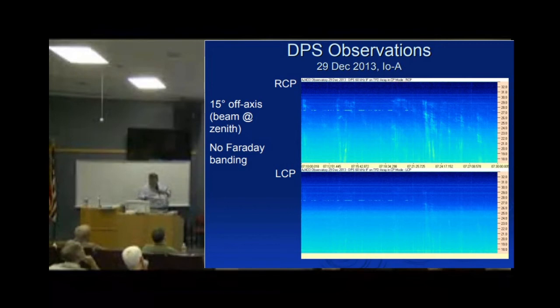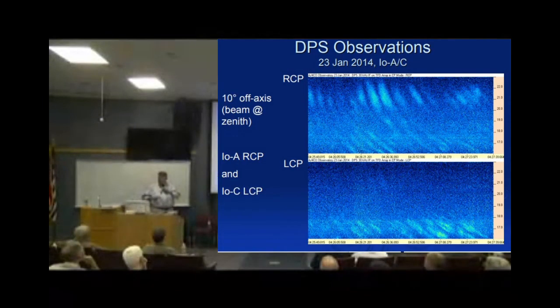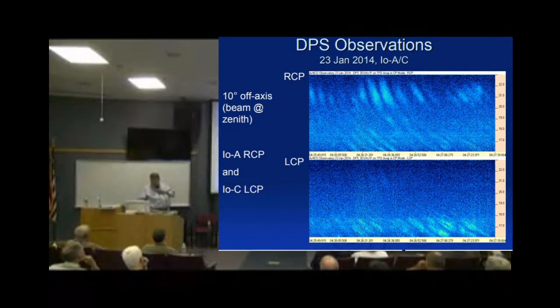What do we got here? Here's some IOA back from December. Yeah, here's one example I wanted to show. Lots of Faraday banding in here, but Jupiter was 50 degrees off axis. Well, with the difference in response patterns between the two directions of the TFDs, there you go. No matter what you do, you can't escape.